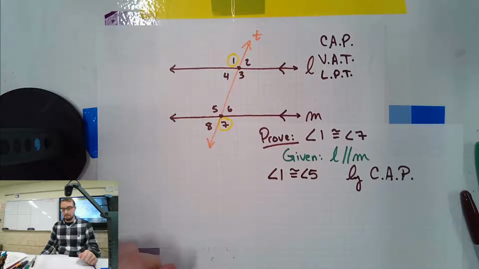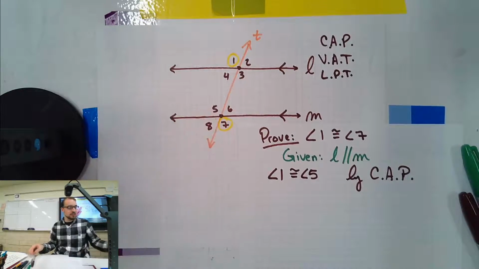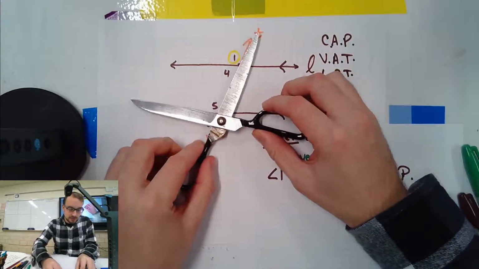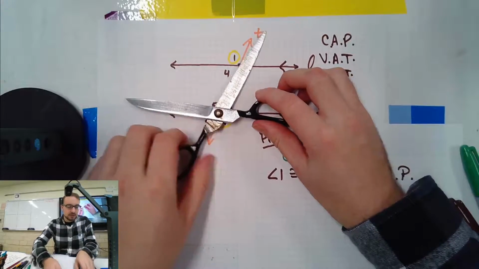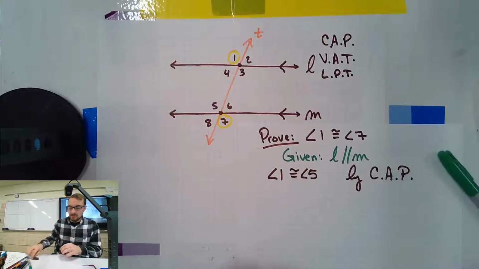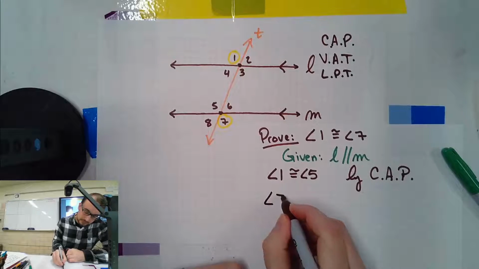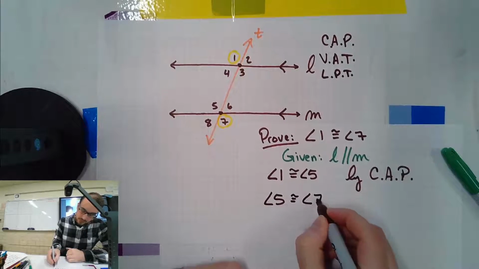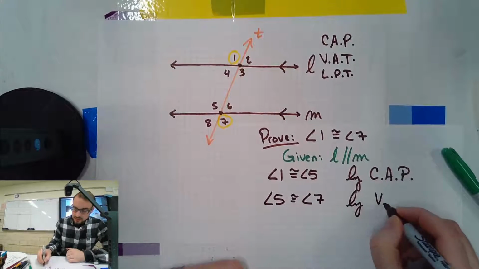Go ahead, Hannah. They're vertical angles, right? Scissors theorem. Here's the scissors. There's the angles. 5 and 7, they're congruent, right? So we know 5 and 7 are congruent, so I'm going to write that. We know it by vertical angles theorem, just like Hannah said.